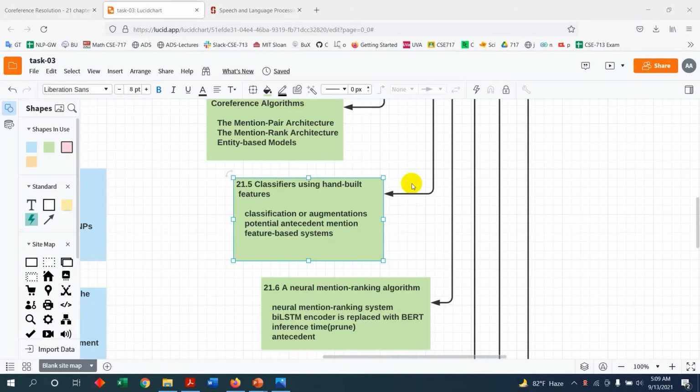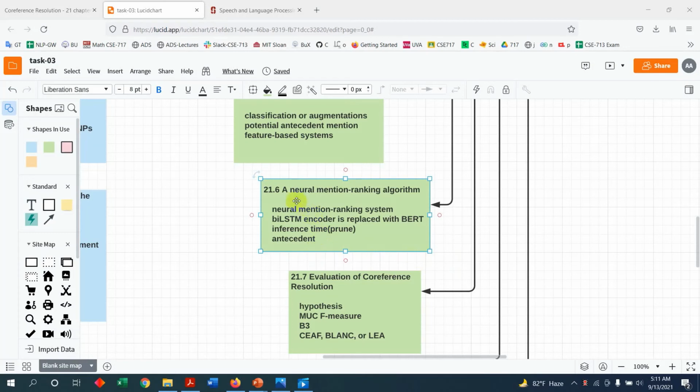Section 5's name is classifiers using hand-built features. Hand-built features play an important role in coreference, whether as the sole input to classification in pre-neural classifiers or as augmentations to the automatic representation learning used in the state-of-the-art neural systems.